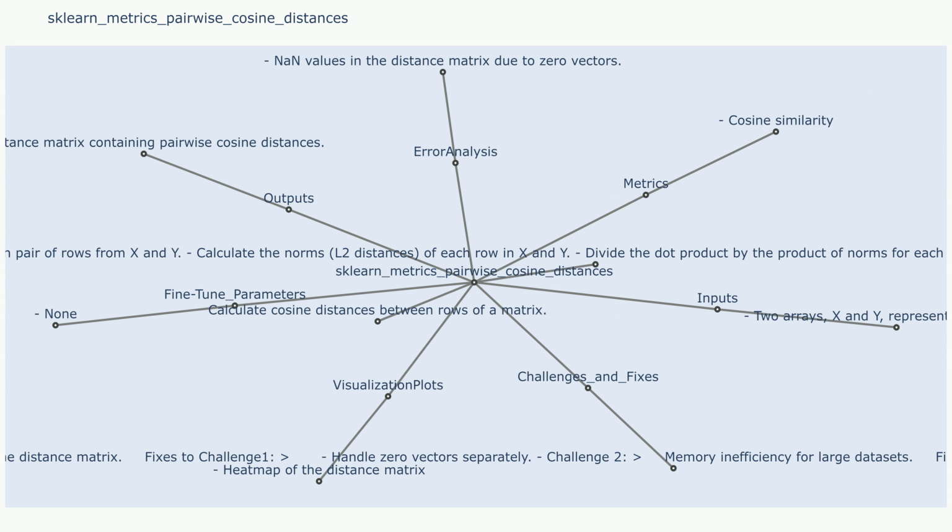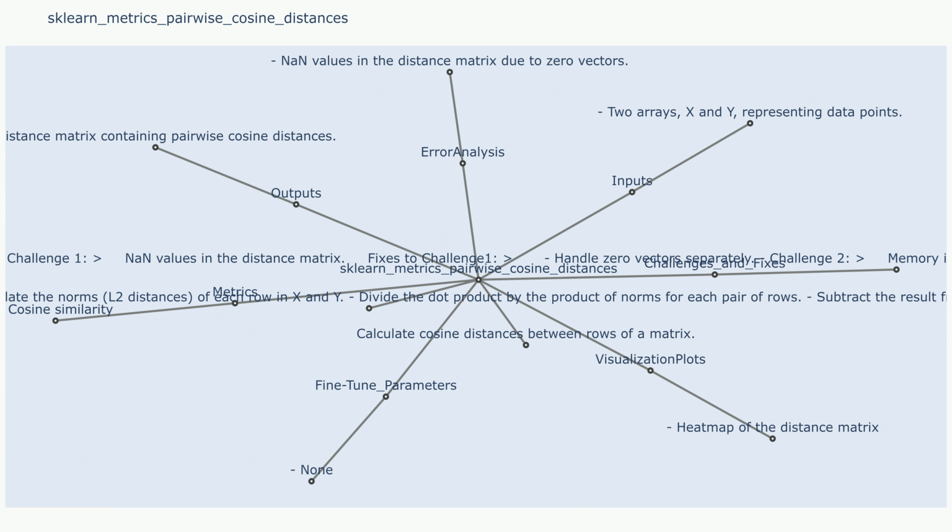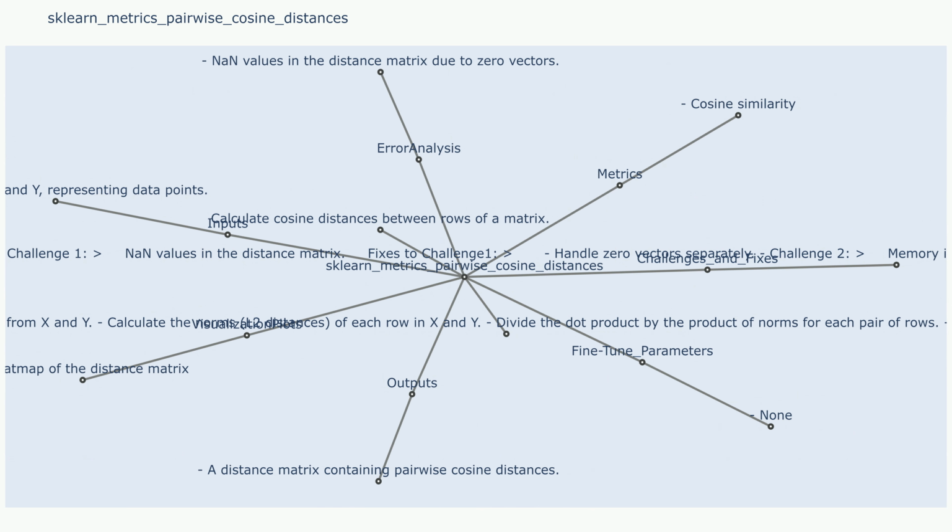For example, if one set of vectors contains an outlier with a very large value, the cosine distance may be dominated by this outlier. Fixes to challenge 2: Remove or cap outliers before calculating the cosine distance. This can be done using methods such as z-score normalization or Winsorization.